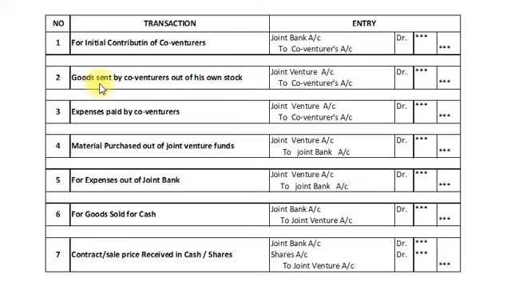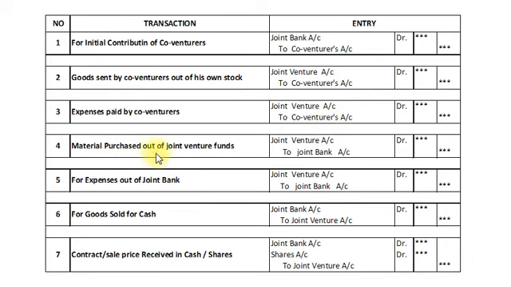Then in the second transaction, co-venturer gives goods to joint venture. So for that purpose our accounting entry will be joint venture account debit because goods are given for joint venture, and an individual co-venturer's account will be credited because he is a giver. Then expenses paid by co-venturers, expenses in relation to joint venture, so joint venture account will be debited. And who pays? It is the co-venturer, so the co-venturer becomes giver, his capital account will be credited.